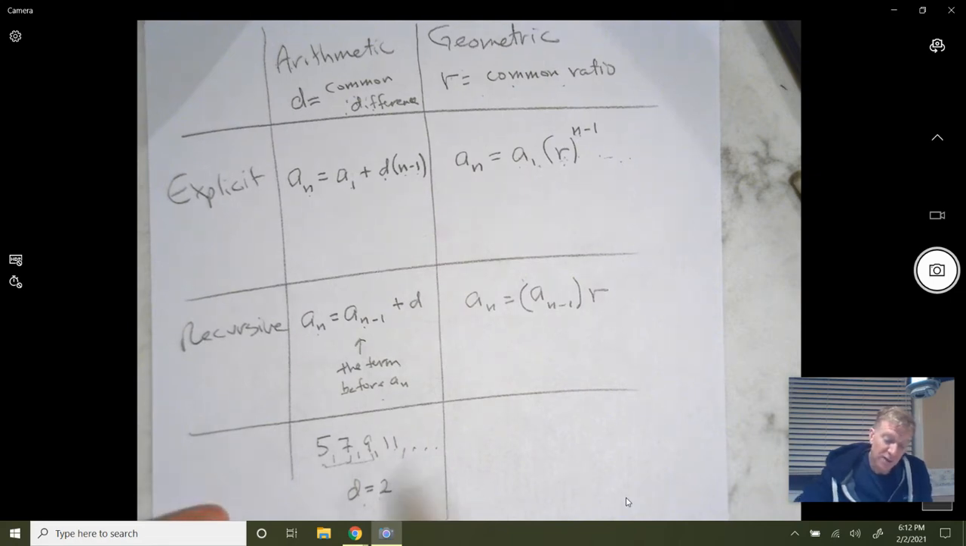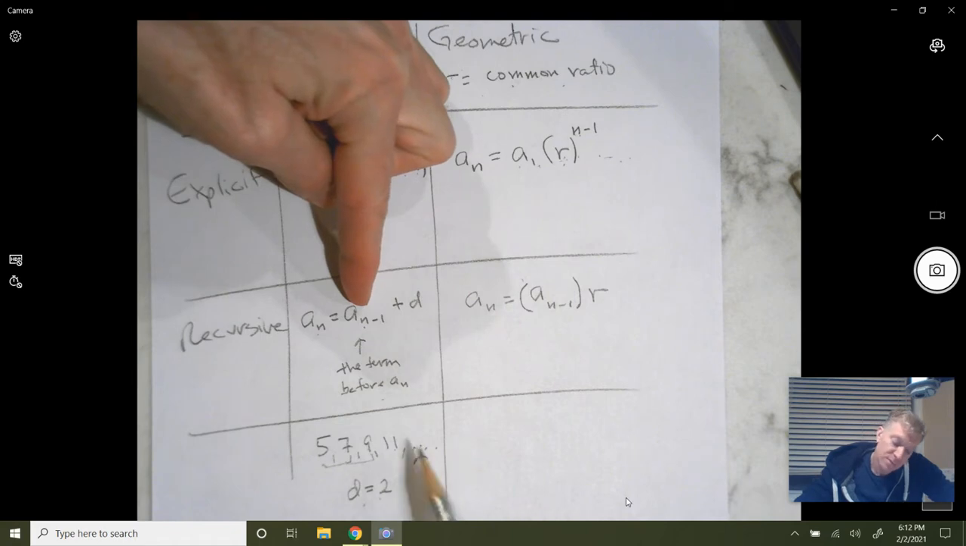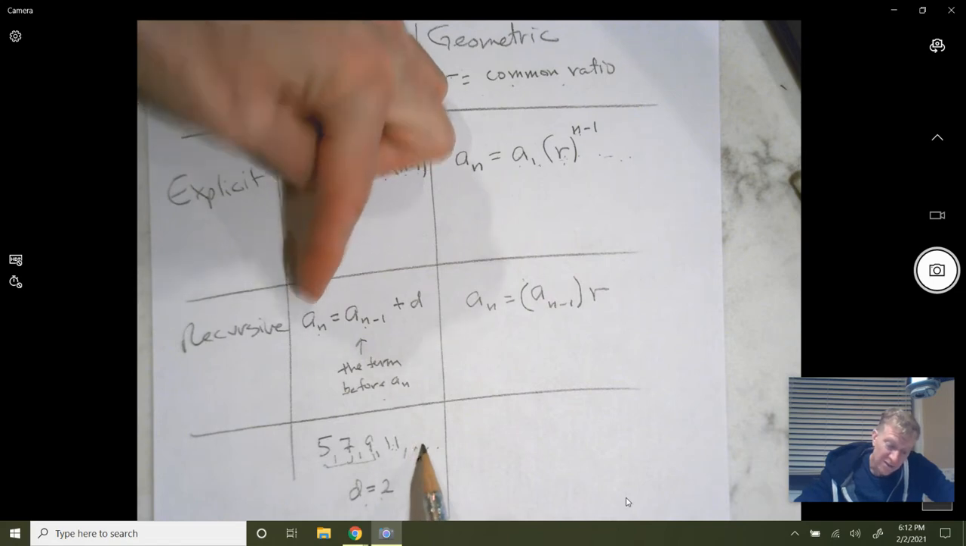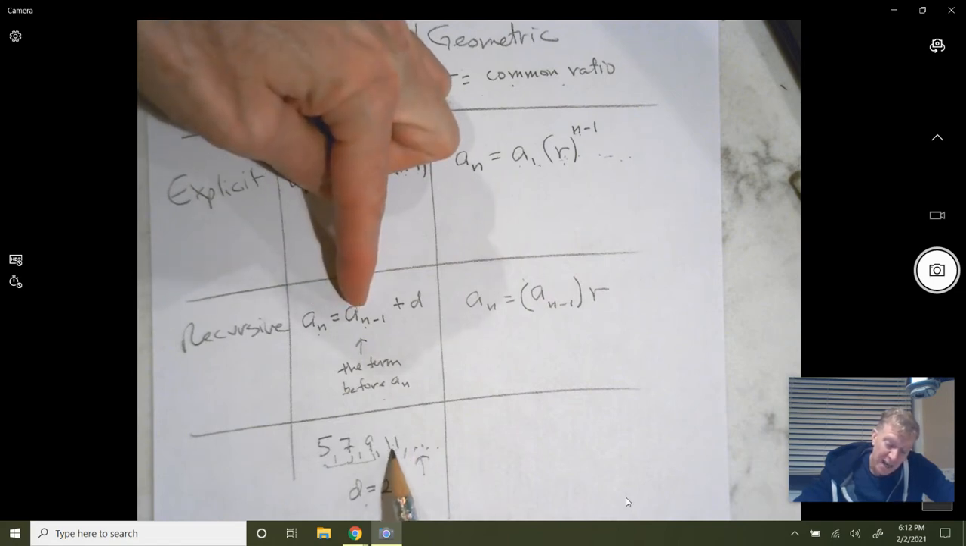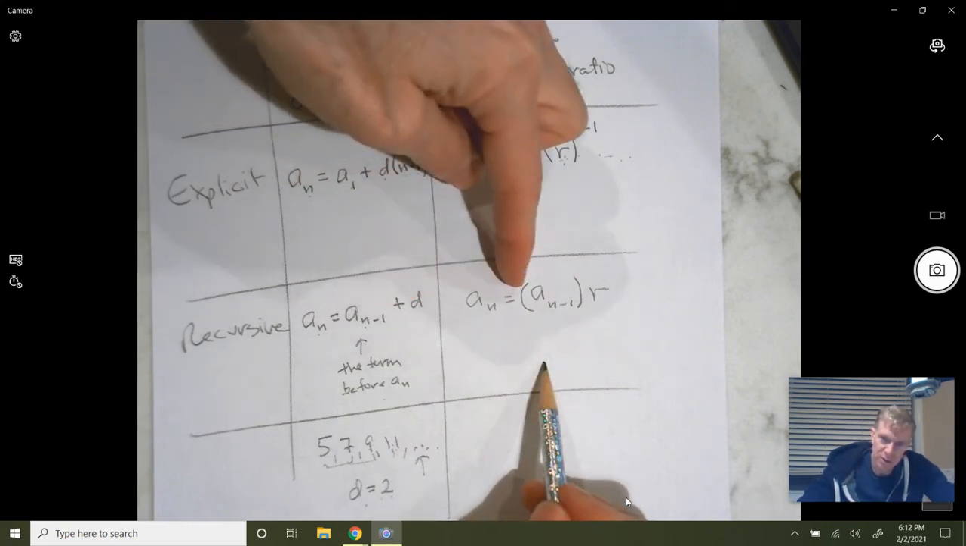Okay, so to find any term, let's say we want to find this term, let's use this formula, look at the term before it, so this term. For instance, that's the first, second, third, fourth, fifth term. To find the 5th term, we look at the 4th term, and we're going to add the common difference, add 2 to it. Okay. Now let's look at a geometric sequence.